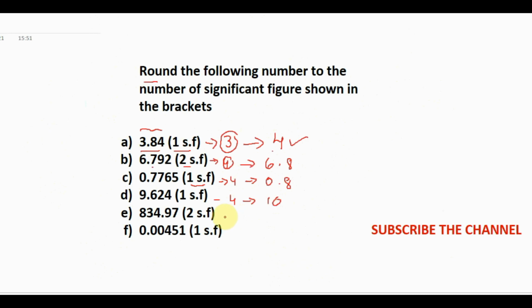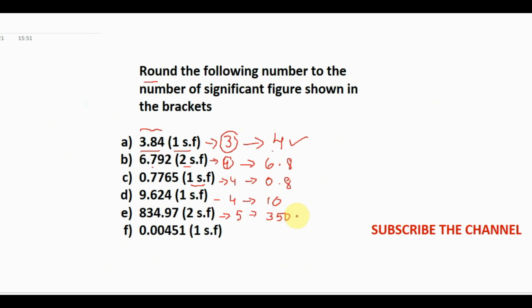Next, 834.97. Convert into two significant figures. This is how many? 3 plus 2, 5 are there. So we need only two significant figures. What do we do? 834.97 is rounded to 835. We can write 835.00.